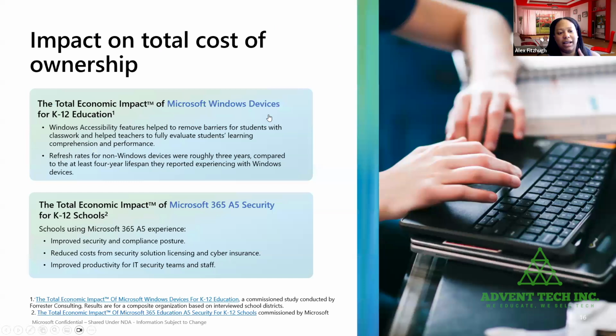And then I did want to call out 2 new studies. These came out in the last few months and were done in partnership with Forrester. One was a total economic impact study specifically on Windows devices in K through 12, and the impact the school district had from deploying Windows devices within their environment. There's another study specifically on the security impact of implementing Microsoft 365 A5.